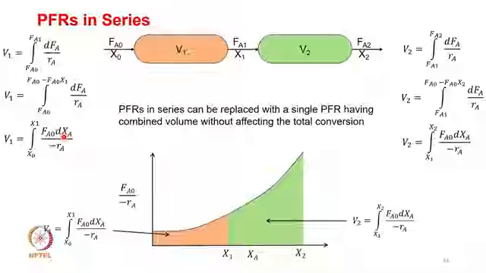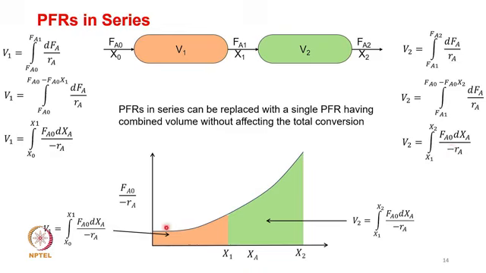The same process applies for the second reactor as well, V2. Here your integral should be from Fa1 to Fa2 of dFa by Ra, and Fa1 is Fa0 times x1, Fa2 is Fa0 times x2. You may replace dFa with an expression as a function of xa. You may see that eventually the integral would stand from x1 to x2, because that is the inlet conversion and this is the outlet conversion, and V2 would finally be evaluated as the integral from x1 to x2 of Fa0 dxa by minus Ra.